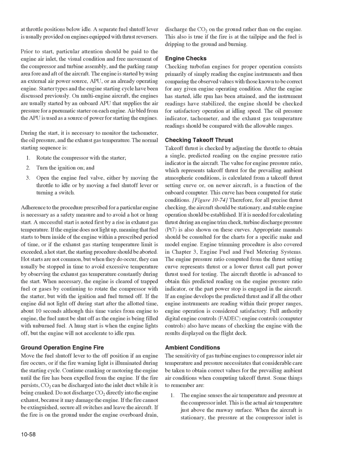Prior to start, particular attention should be paid to the engine air inlet, the visual condition and free movement of the compressor and turbine assembly, and the parking ramp area fore and aft of the aircraft. The engine is started by using an external air power source, APU, or an already operating engine. Starter types in the engine starting cycle have been discussed previously. On multi-engine aircraft, the engines are usually started by an onboard APU that supplies the air pressure for a pneumatic starter on each engine. Air bled from the APU is used as a source of power for starting the engines.